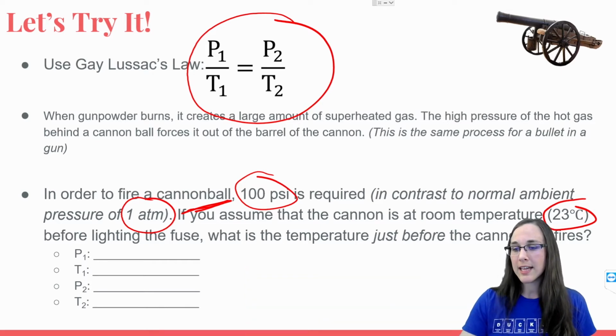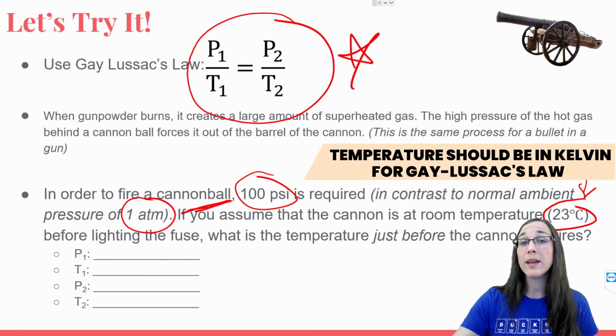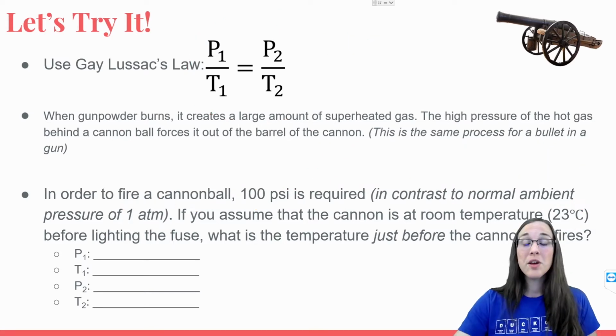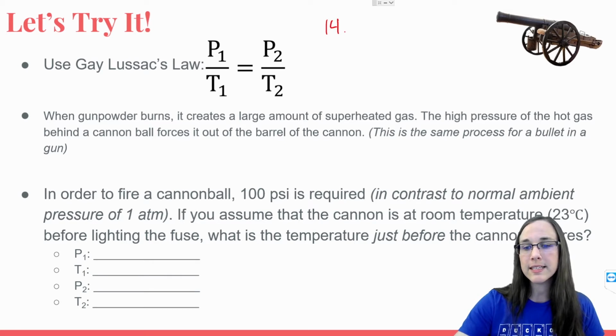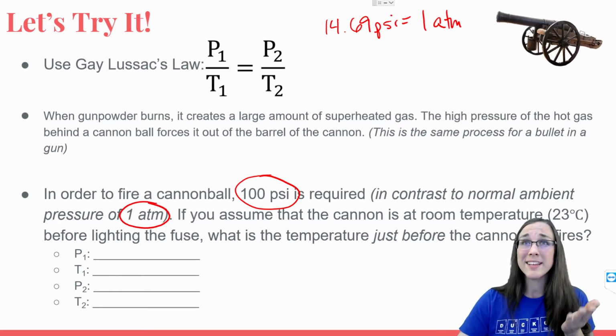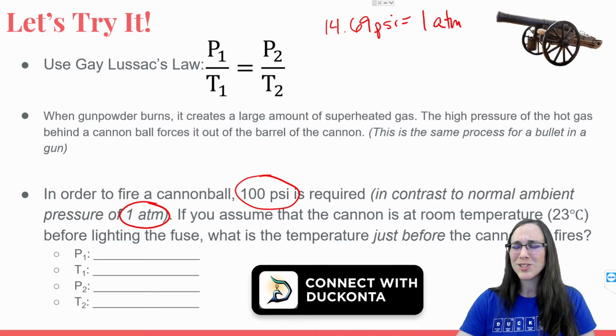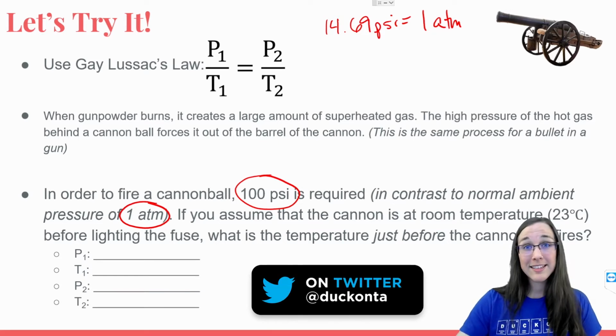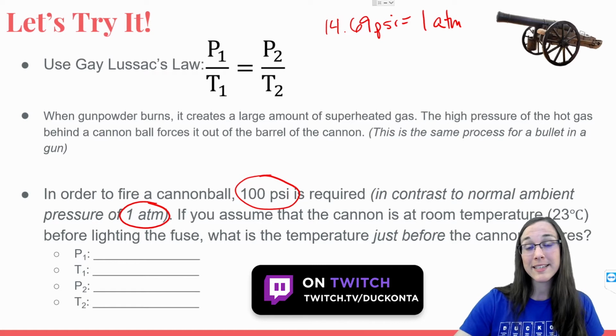The other thing is that this temperature is in degrees Celsius. In order to use it in Gay-Lussac's law, we need it to be in Kelvin. So let's do some conversions first before we can plug and chug. From my gas terms and units video in the past, we learned that 14.69 psi is equivalent to 1 atm. This is the conversion factor we can use in order to convert this into atm or this into psi, whichever you prefer. Either way, it's not specifying what the pressure has to be in, so you can just do whatever you're more comfortable with. In this case, I'm going to convert the 100 psi over to atm.